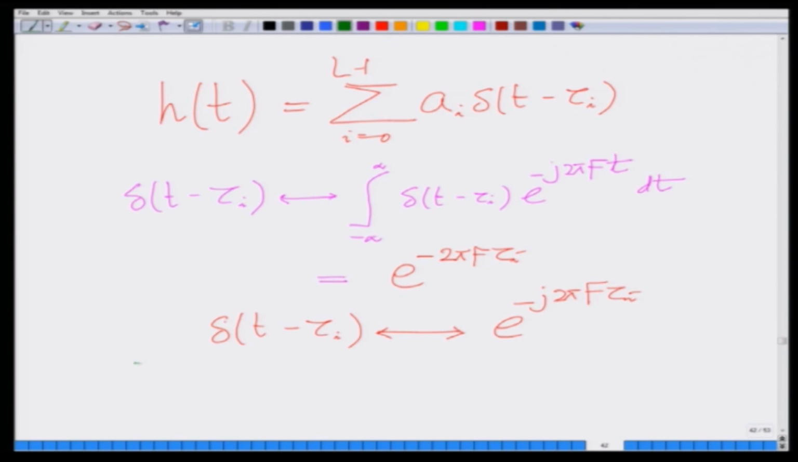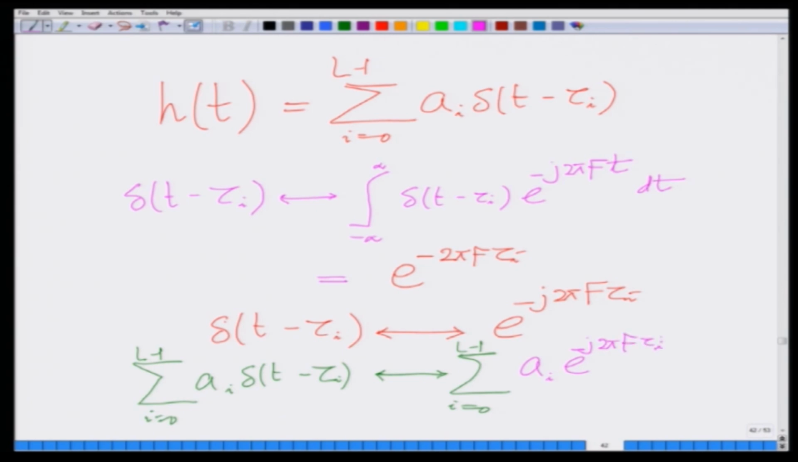Therefore, if I look at summation i equal to 0 to L minus 1 a_i delta(t minus tau_i), it has a Fourier transform which is given as summation i equal to 0 to L minus 1 a_i e to the power of minus j 2 pi f tau_i. So, what I can see here is that delta(t minus tau_i) has a Fourier transform which is e to the power of minus j 2 pi f tau_i.